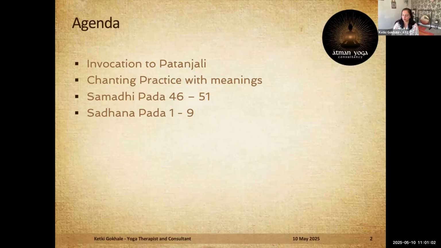Sit with your eyes closed, adopt Chin Mudra, keep your back straight and close your eyes.